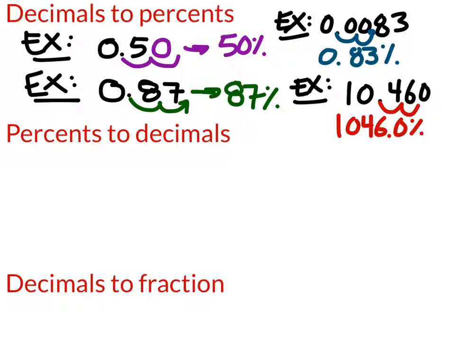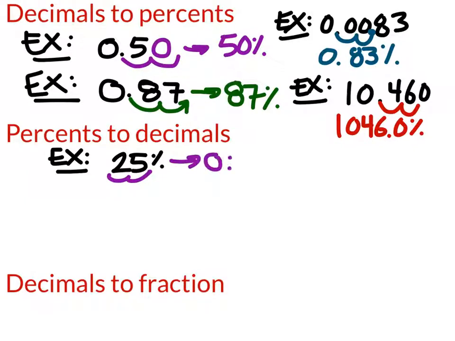All right, now let's look at percents to decimals, because we just did decimals to percents. And hopefully it makes sense what will happen on these. So a percent such as 25%. It doesn't show a decimal, but it does have one right here. If we move decimals to percents by moving the decimal to the right, then we're going to move these to the left. 1, 2, and that would give us 0.25. Now that's the decimal, so we're good on that.